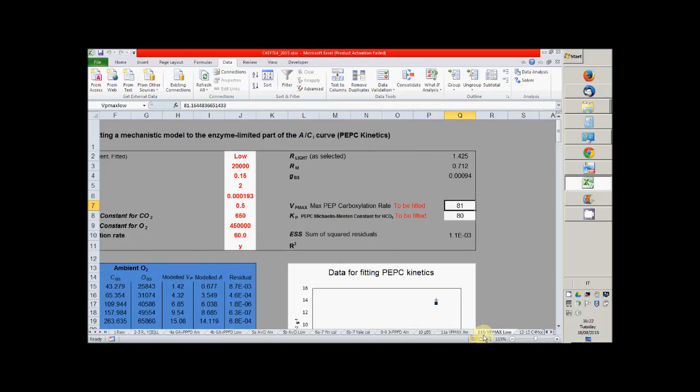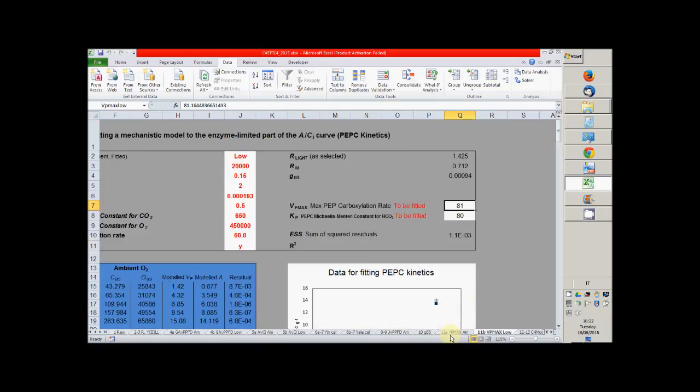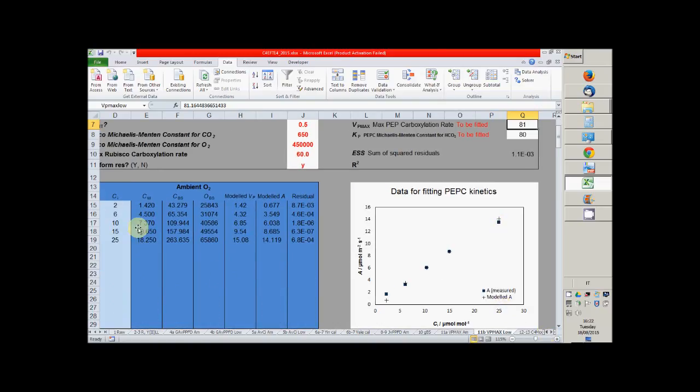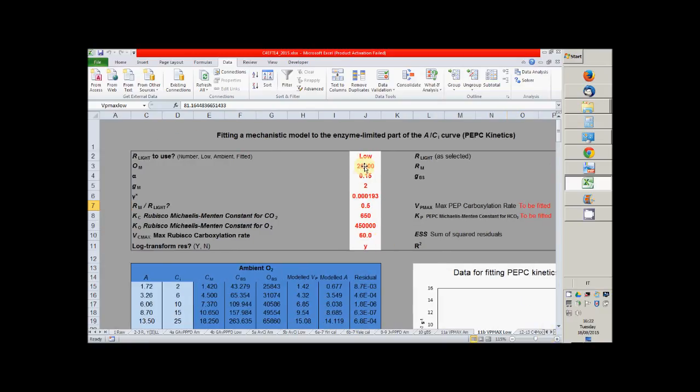Sheet 11B is identical to sheet 11A, apart from the fact that here we are fitting the initial part of the ACI curve derived under low oxygen. The oxygen concentration is specified here. We may use the value of respiration in the light derived under low oxygen.